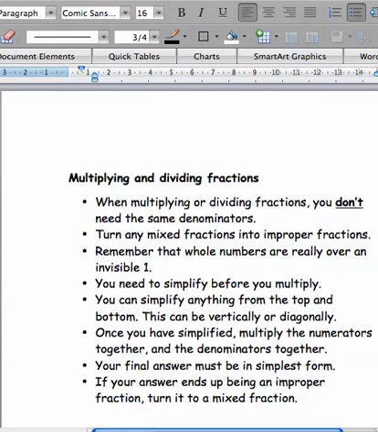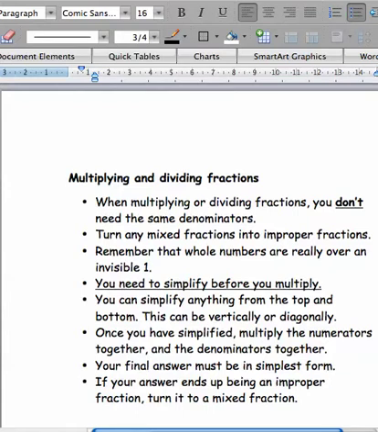And then remember that whole numbers are really over an invisible one, because that helps you with your working out. Now, this point here is very important, and I'm going to underline it. And that is, you need to simplify before you multiply. That's an important skill that I need to see that you can do. Yes, you can multiply your top numbers and bottom numbers straight away, but I want to see that you know how to simplify before you multiply.